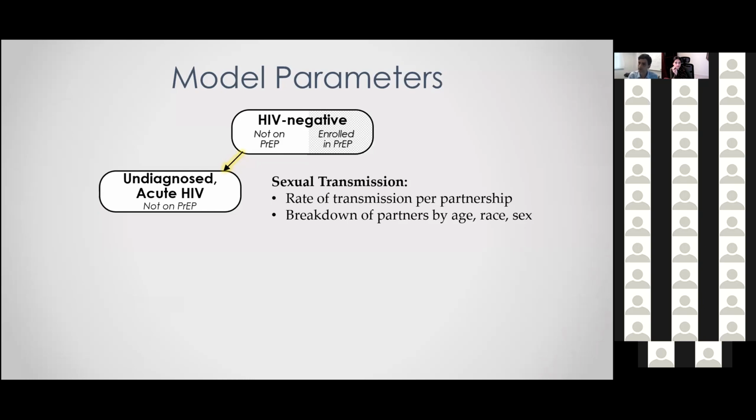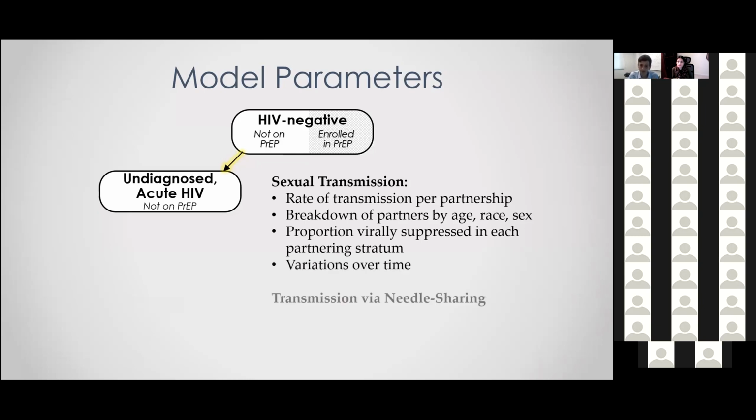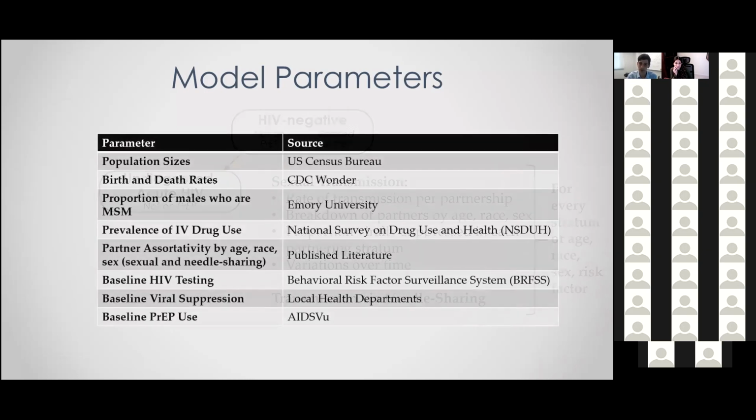Or it's not totally uniform. Young people tend to partner with younger people, older people with older people. There are patterns by race. We need then, for each of those partnering strata, the proportion who are virally suppressed, or really the proportion who are unsuppressed who could potentially transmit. We need to capture variations over time. We then need to do that for needle sharing, right? We need to reproduce this for each of the 135 strata of age, race, sex, and risk factor. So it's a whole ton of model parameters that go into that.